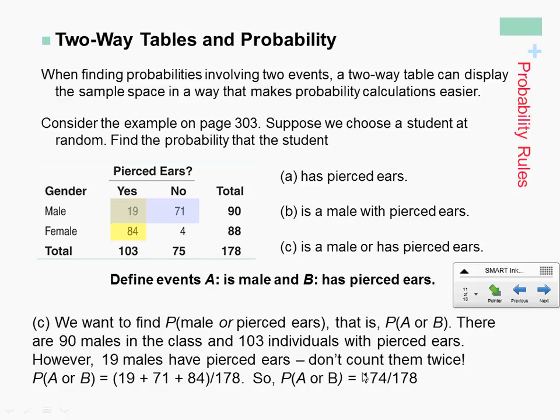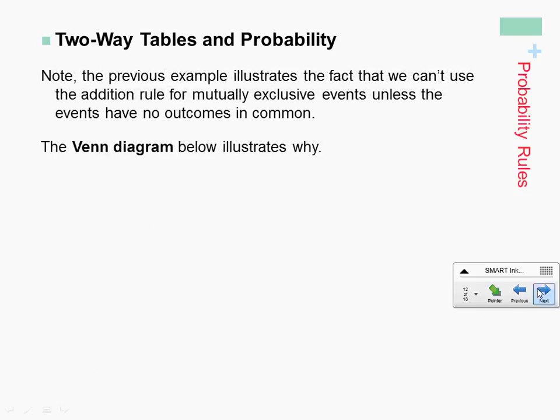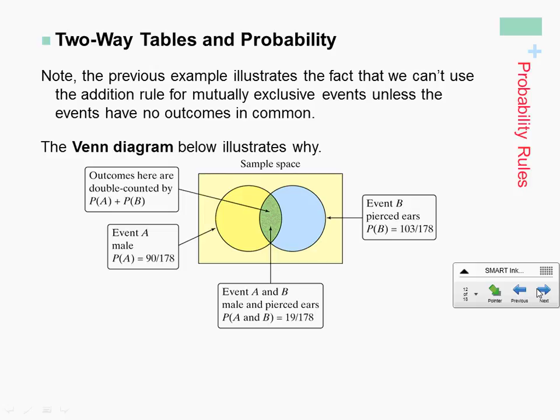Like I said, here's the Venn diagram and how it shows. And obviously, they are not mutually exclusive. They do share stuff in common. So the probability of A and B is in the middle. Event A is 90 over that. Event A and B, and so on and so forth.